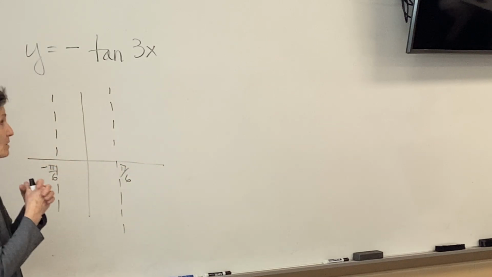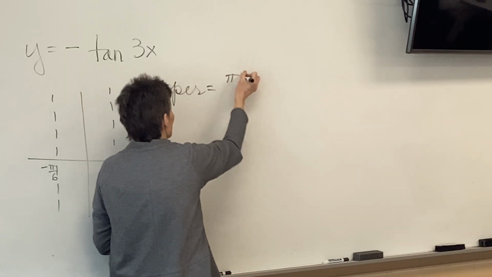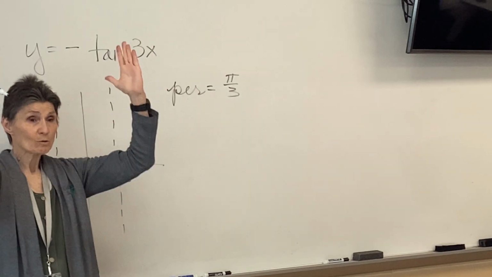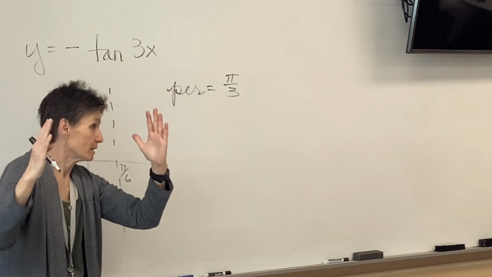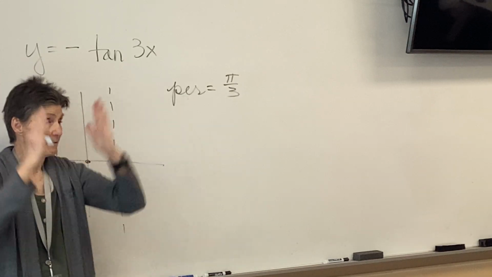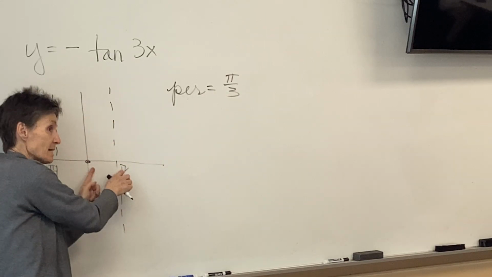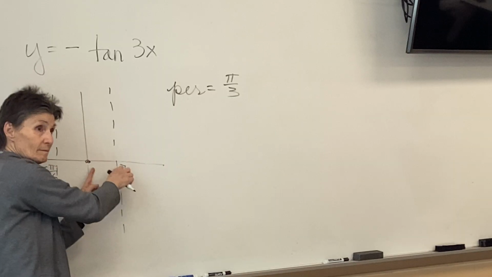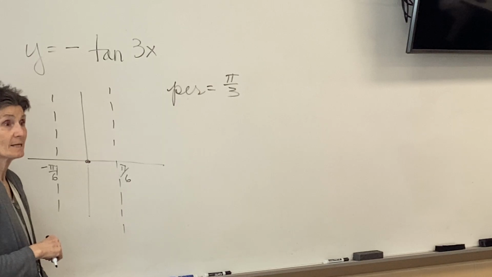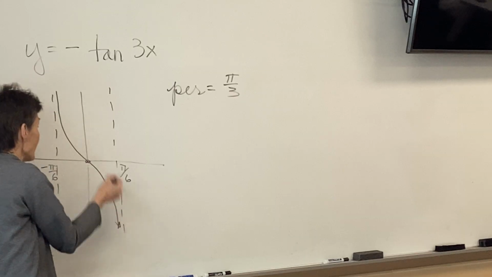Another way you can figure that out is you know that the period will be pi divided by 3. That means asymptote to asymptote is a third. So if your dot is in the middle, if asymptote to asymptote is a third, then isn't middle to asymptote going to be a sixth each way? So it's another way you can figure that out. And then our tangent has a negative in front of it, which means it has been turned upside down.